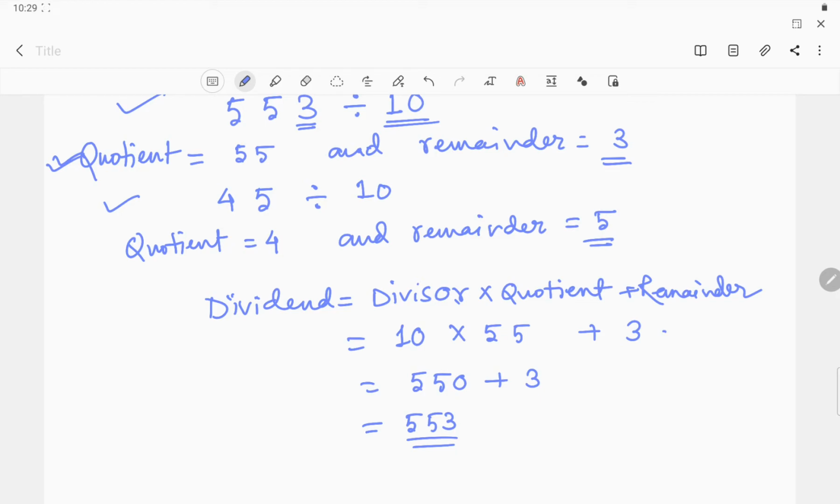Right? That means while dividing a number by 10, the digit at the ones place of the dividend becomes the remainder. Right? So now let's move to the exercise 5.5.